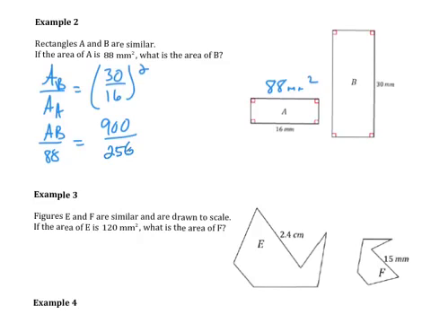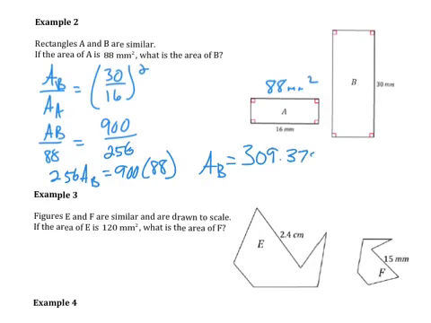So you can cross multiply 256 times area of B, and that's equal to 900 times 88, and then you would divide by 256 and you end up with the area of B is going to be 309.375. It should make sense that the area of B is larger than the area of A, and that's square millimeters.